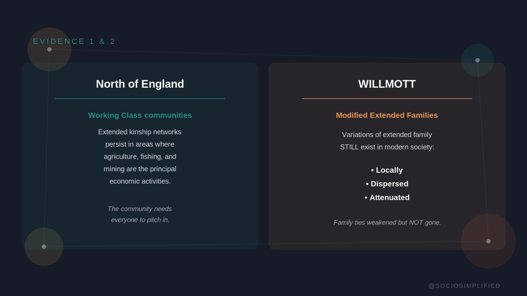Evidence 2, Willmott. Willmott found that variations of modified extended families still exist in modern society. He identified three forms: families living locally near each other, dispersed families spread across a region but staying in contact, and attenuated families where ties have weakened but not disappeared. Willmott's point is that the extended family didn't die, it adapted and it's still there.